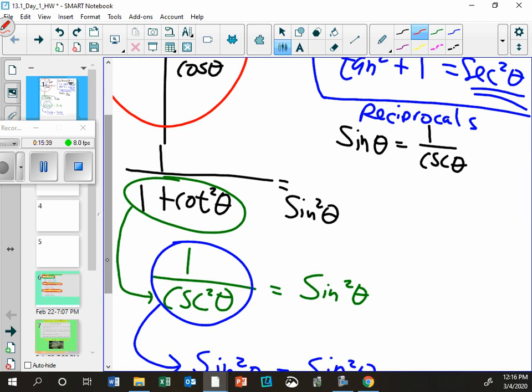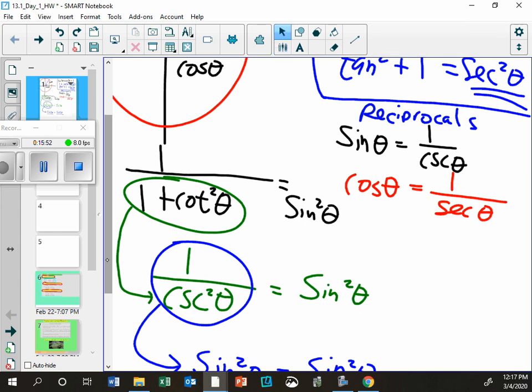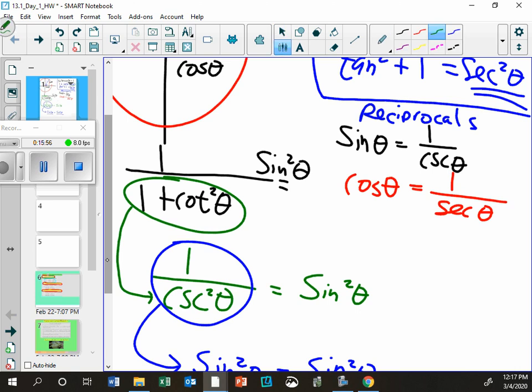So let's go to cosine of theta. What's that one? 1 over secant. And the last of the reciprocals, what do you think I'm going to write? Tangent, and that's equal to what? 1 over cotangent.